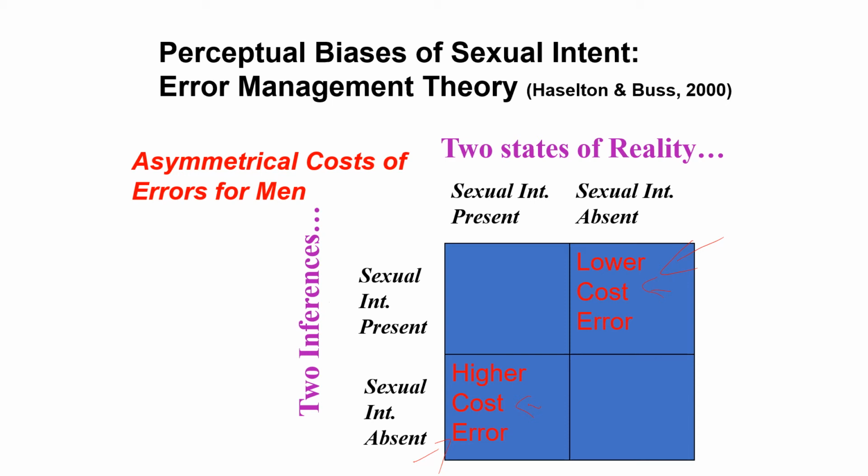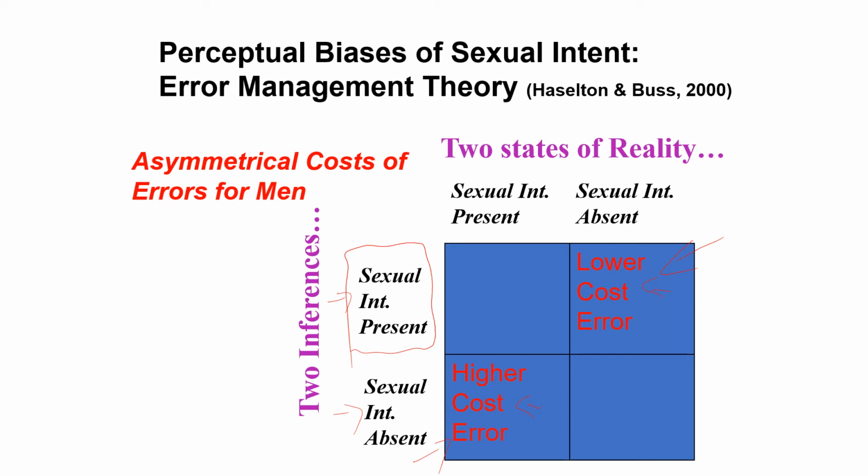this is men interpreting that the woman doesn't want to have sex. This is men interpreting that the woman does want to have sex. So they can't be doing both at the same time. They have to interpret that she doesn't want sex or interpret that she does want sex. So in order to reduce the chance of making the high cost error, men should more often interpret that women want to have sex.